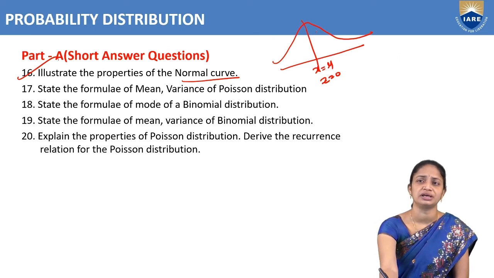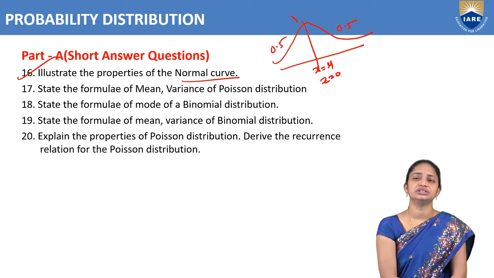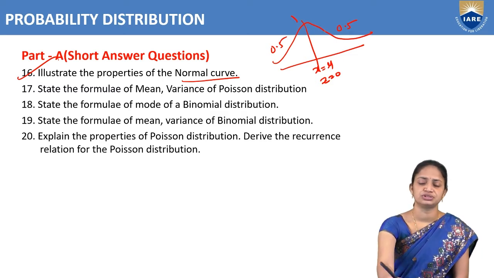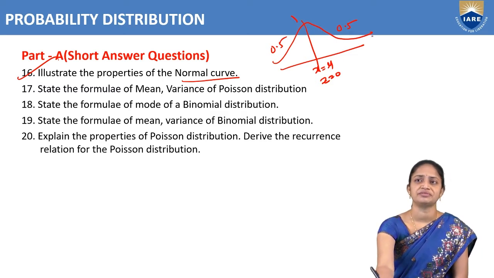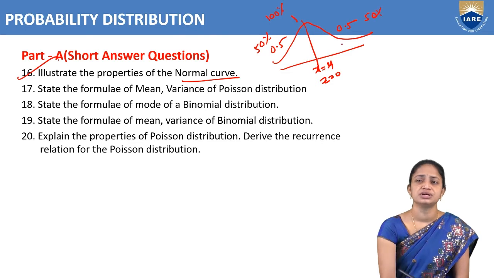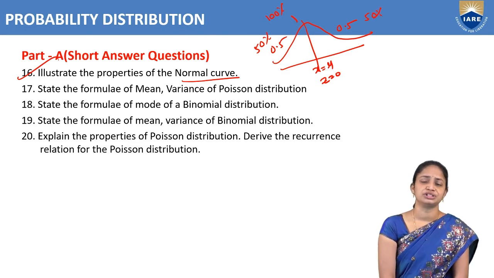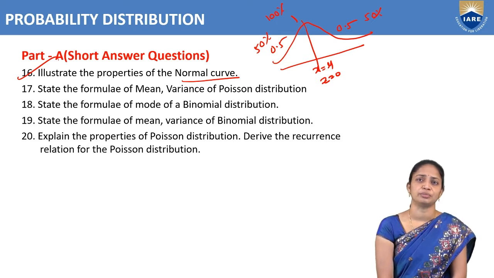The total probability of the normal curve is 1, the left side area is 0.5 and the right side area is 0.5. The total area in the normal curve is unity. That's why the total value is 1, this is 0.5, this is 0.5. The total probability in the normal curve is 100%, this is 50%, this is 50%. So the most important thing here is the normal curve. Normal distribution problems totally depend on the normal curve.